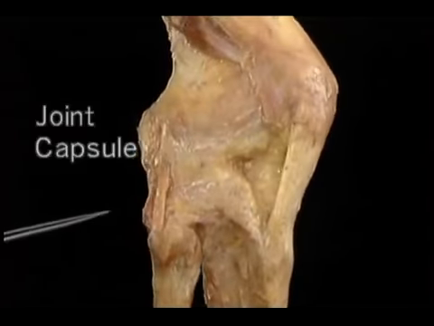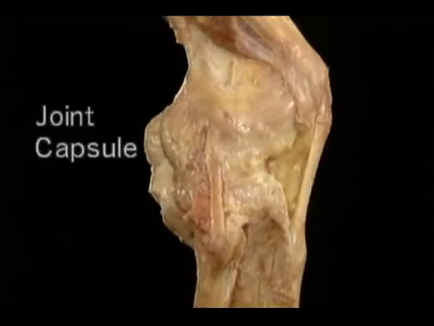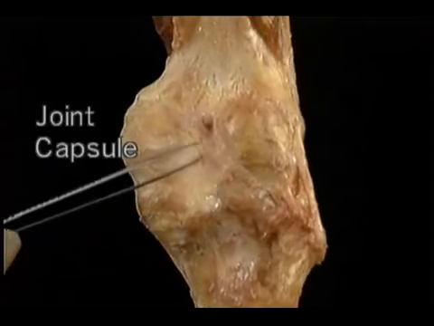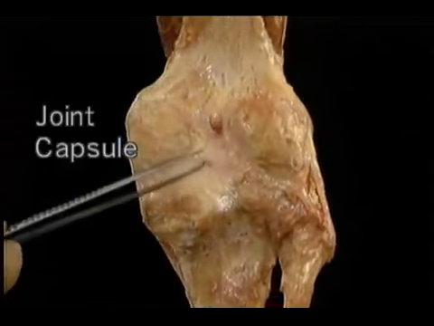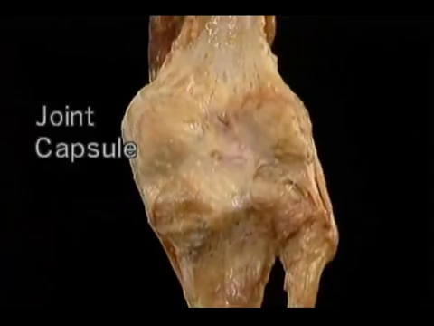But on the lateral side, the capsule is separated from the fibular collateral ligament. On the back of the joint, the capsule is thick and strong. The thickened posterior capsule prevents hyperextension of the knee joint.